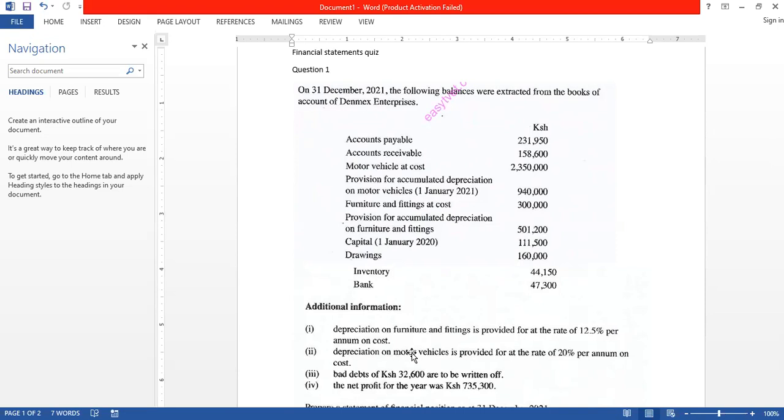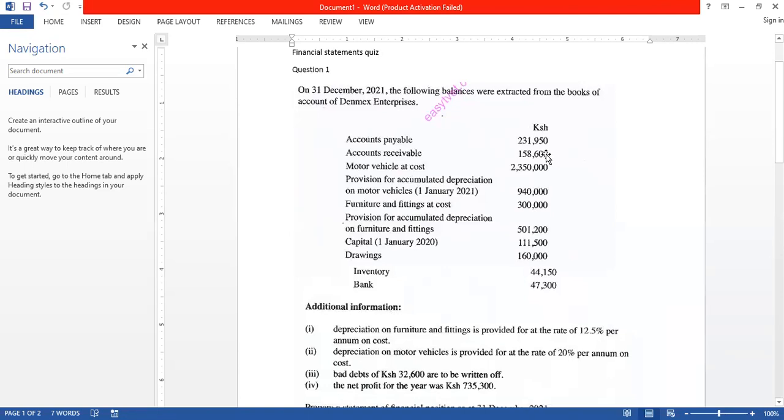Number 2, depreciation on motor vehicle is provided at the rate of 20% per annum, still on cost. Number 3, there are bad debts of 2,600, which are to be written off. Those debts we have confirmed that they are not going to be recoverable. And remember, the bad debts come as a result of debtors, and the debtors, we have said, are also known as the accounts receivable. So out of these accounts receivable that we have here, we have that 2,600 that we have confirmed will not be received. So we need to minus or deduct them from here so that we can get the net accounts receivable.